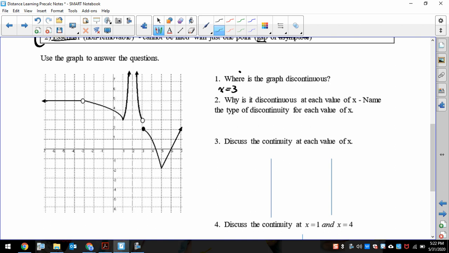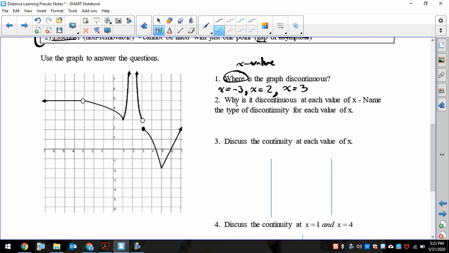Now, when they say where, they're looking for an x value, not an ordered pair, but an x value. So where else? Here at 2. Whoops, I think I meant -3 perhaps here. And then this one is at +2. And then this one right here, where there's a gap between the two values, that would be x = 3. So we have 3 locations of discontinuity.